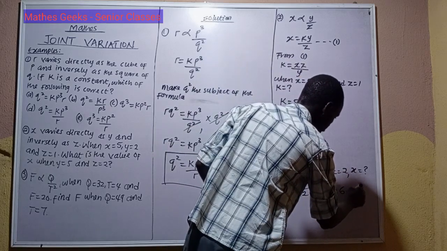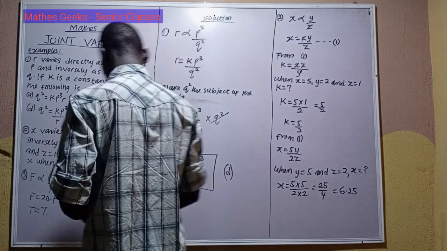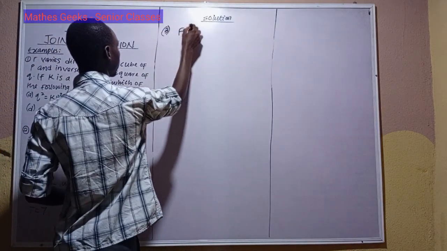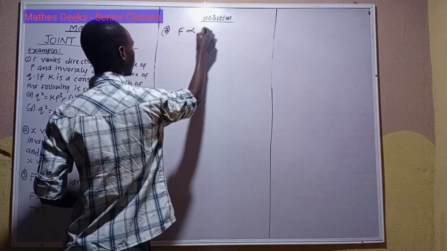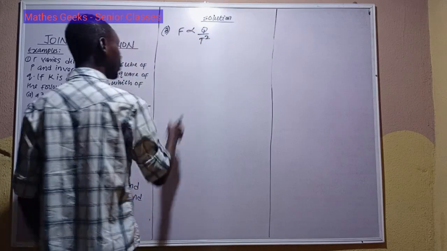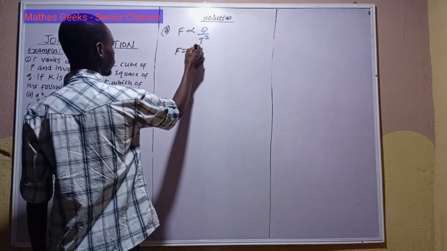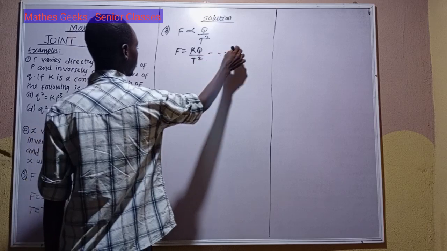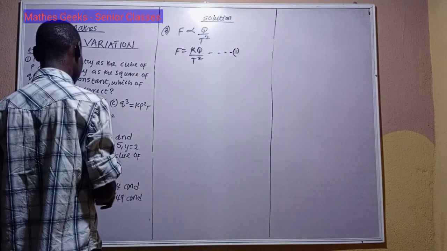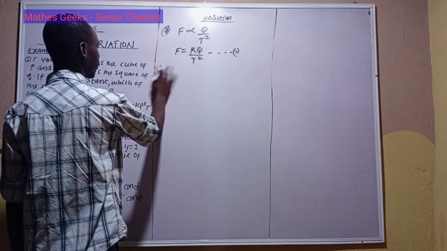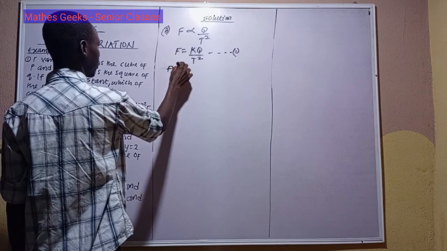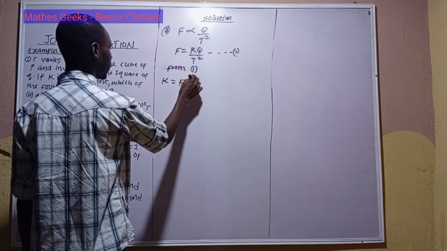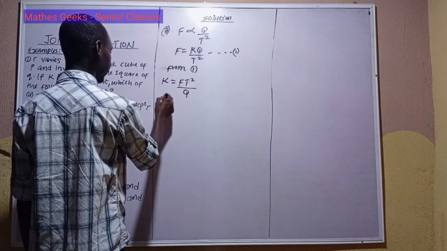That is 6.25. F is proportional to q over t squared. F is equal to kq over t squared. Equation 1. So from 1, k is equal to f t squared over q.